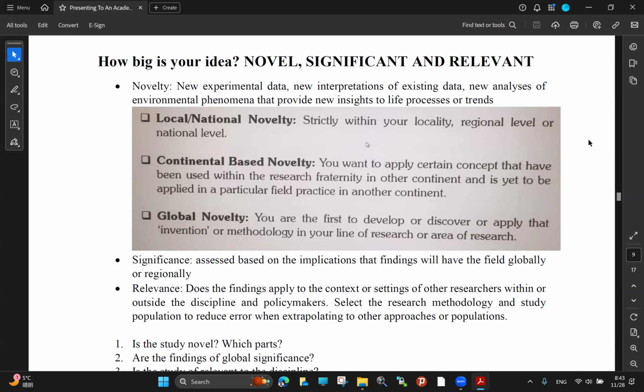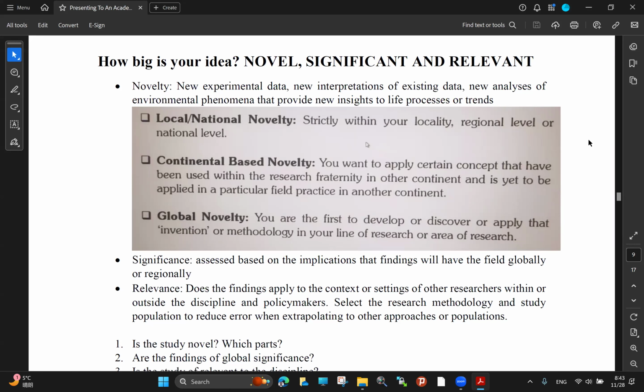You are selecting a research methodology that can reduce problems when you are extrapolating. If someone takes your solution and wants to use it in another field, is it possible? Then your work is relevant. So if your teacher tells you your work is not novel, say, Laoshi, I agree, my work is not novel, but it is significant and relevant. Tell them that and see what they'll say. And if they say it's the same, it's not the same.